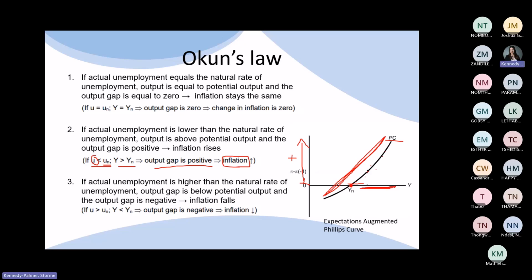And then our third scenario, if the actual unemployment is higher than the natural rate of unemployment, it means that actual output is lower than our natural level of output. The output gap is negative and inflation is decreasing. It means that we are anywhere below this line, inflation is decreasing, and we are anywhere along here because the actual level of output is below the natural level of output.